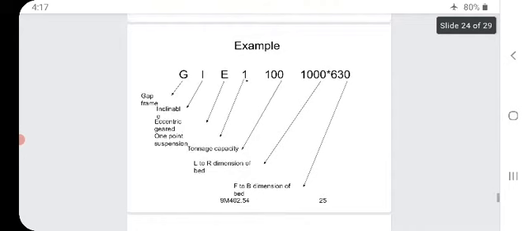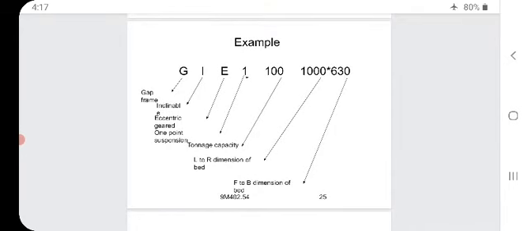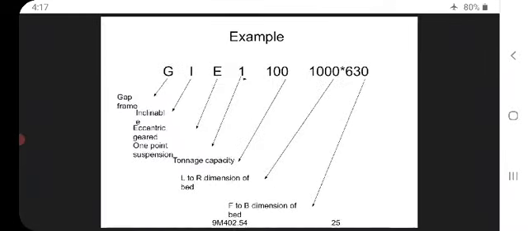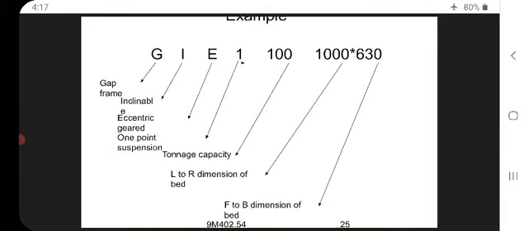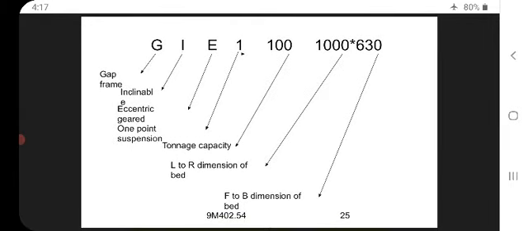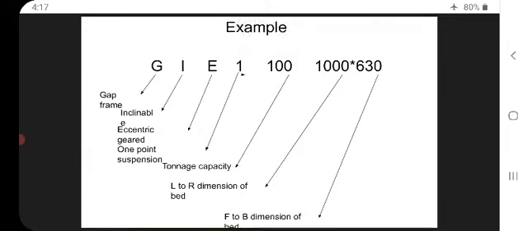Example, we will see on the screen. GIE 100 1000 into 630. In that, G is a gap frame, I is inclinable, E is eccentric gear type, 1 is a 1-point suspension, 100 is the tonnage capacity, 1000 L2R is the dimension of the bed, and 630 F2B is the dimension of the bed.